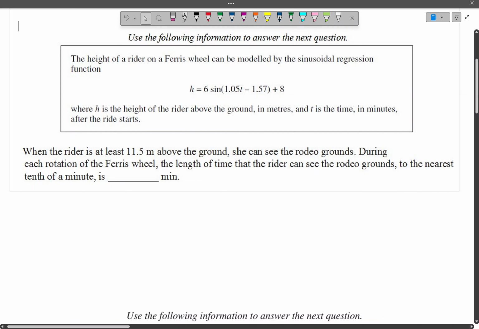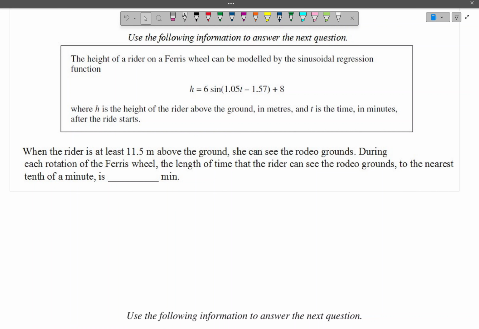The height of a rider on a Ferris wheel can be modeled with the sinusoidal regression function there, where h is the height above the ground in meters and t is the time in minutes. When the rider is at least 11.5 meters above the ground, you can see the rodeo grounds. During each rotation of the Ferris wheel, the length of time the rider can see the rodeo grounds, to the nearest tenth of a minute, is blank. There are multiple ways to solve this, but by far the best one is to do it graphically.